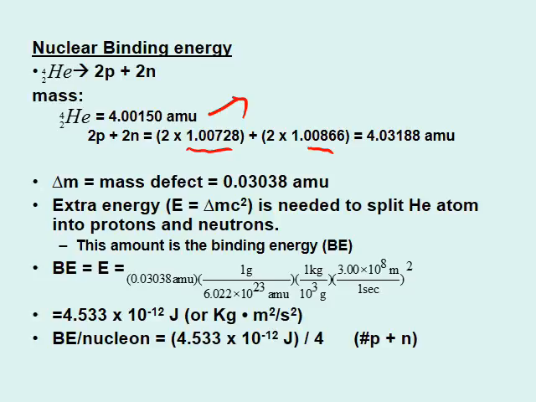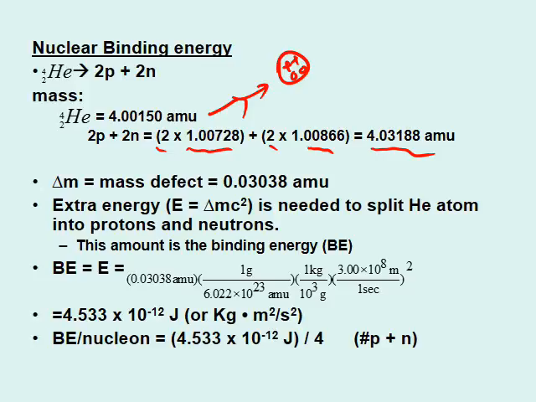Since we have 2 protons, we take two times that value, and 2 neutrons, so 2 times the value of an isolated neutron. When you add these masses, the total mass is 4.03188. But keep in mind that helium has 2 protons and 2 neutrons. The question is, when we add the masses of isolated 2 protons and 2 neutrons, that mass is greater than the mass of helium.